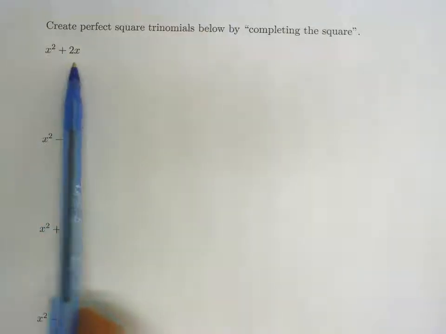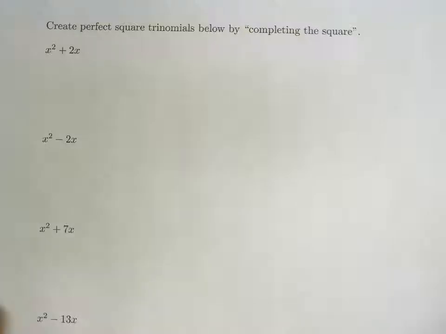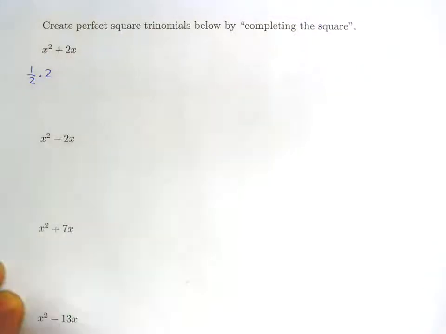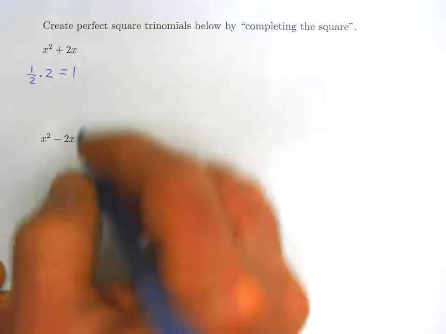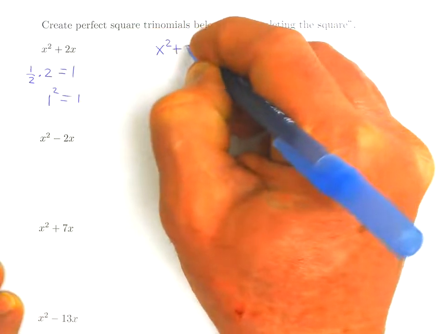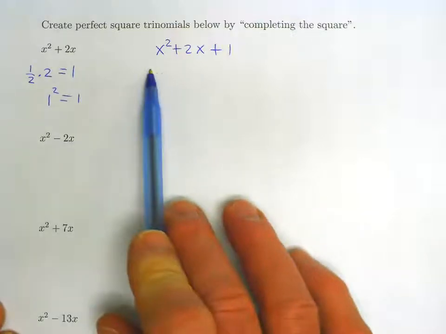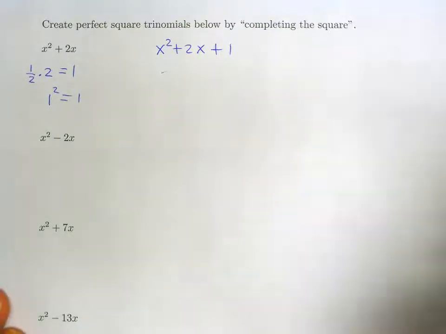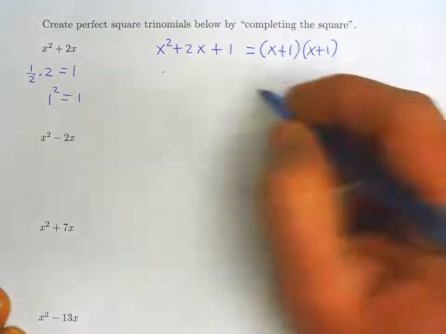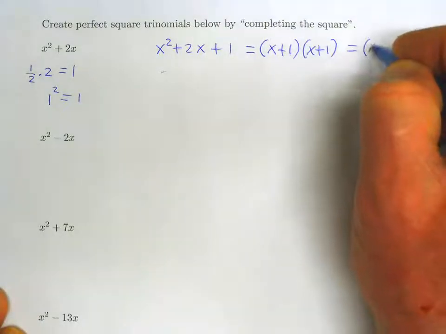For x squared plus 2x, just observe that the coefficient of x squared is 1. Then the coefficient of x is 2, so we take 1/2 of 2. 1/2 times 2 is 1. And then we square 1. 1 squared is 1. So if we add 1 to x squared plus 2x, we now have a perfect square trinomial. And if we factor a perfect square trinomial, the two factors are identical. In this case, x plus 1 times x plus 1. But when we're solving equations by completing the square, we want to write it as a binomial squared.